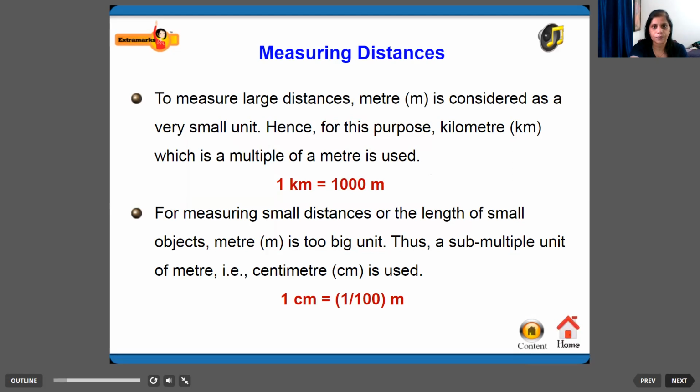Based on the distance to be measured, we choose the unit of measurement. For measuring large distances, we use kilometer, while for small distances, we use centimeter as a unit of measuring length. Clear? 1 kilometer is equal to 1000 meter. 1 centimeter is equal to 1 part of the 100 meter. That means 1 meter is equal to 100 centimeter.